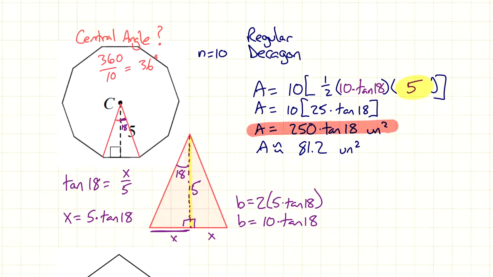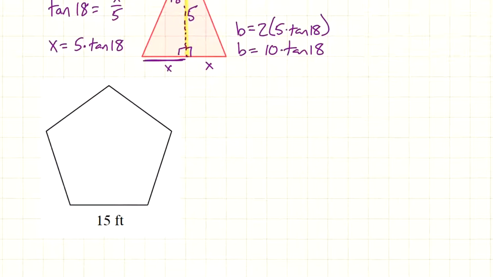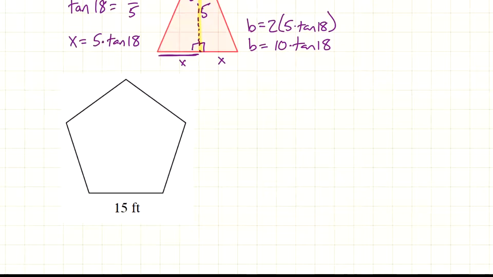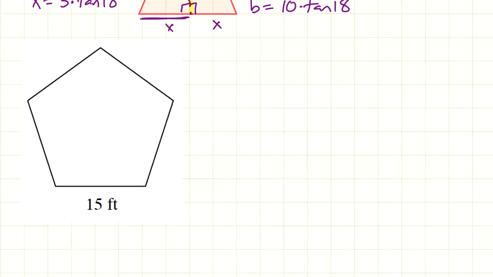All right, and then we're going to do one more. And this is a regular pentagon. So here's a regular pentagon. Let's see if we can do this one. I'll try to do this one a little bit faster with you. So our first step is to figure out how many sides. So in this case, n equals... you tell me.